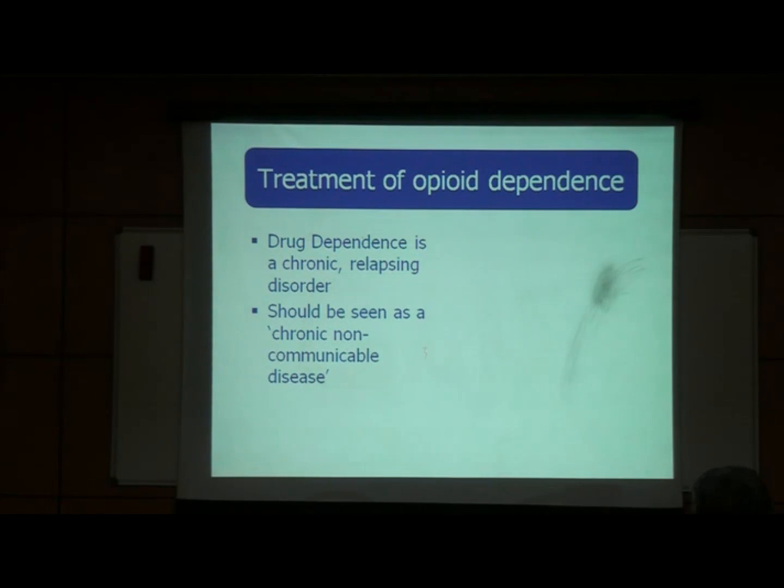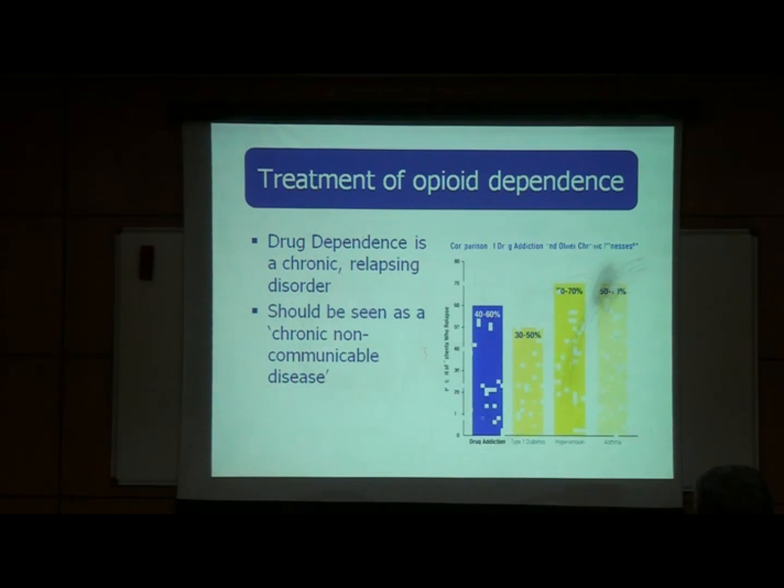In other words, drug dependence should be seen as a chronic relapsing disorder like diabetes, like hypertension. In fact, McClellan et al. in the USA conducted a very good review of outcome of short-term treatment of various medical conditions together. So they compared asthma with diabetes, with blood pressure, with drug addiction. And they found that relapse rates at the end of 1 year were almost similar.